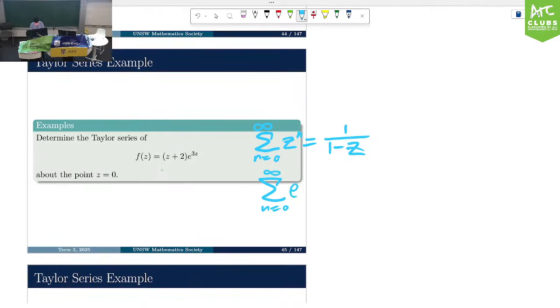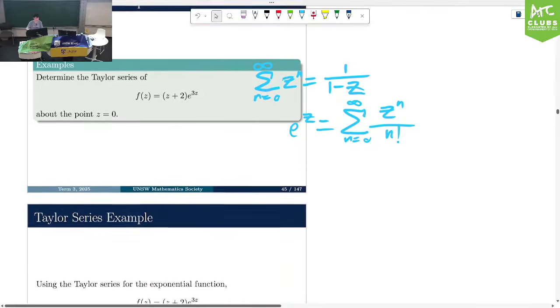or the exponential function. That's e to the power of z equals the sum from n equals 0 to infinity of z to the power of n over n factorial. So those are the most common ones, but it would be nice if you also remember the trigonometric and hyperbolic trigonometric ones.